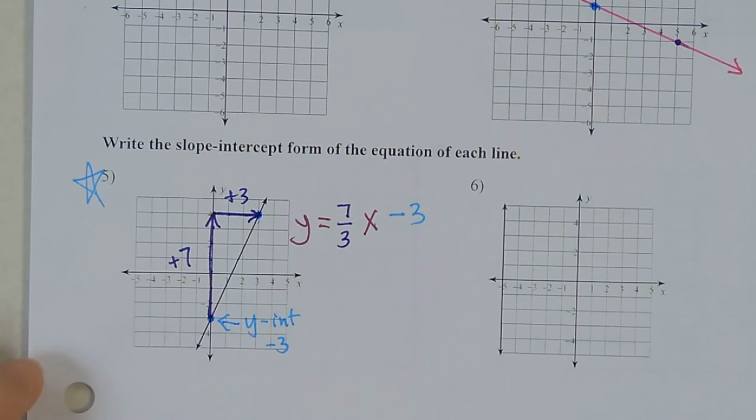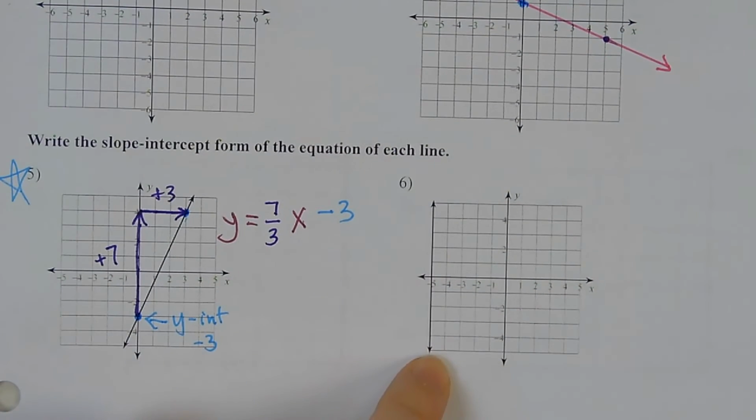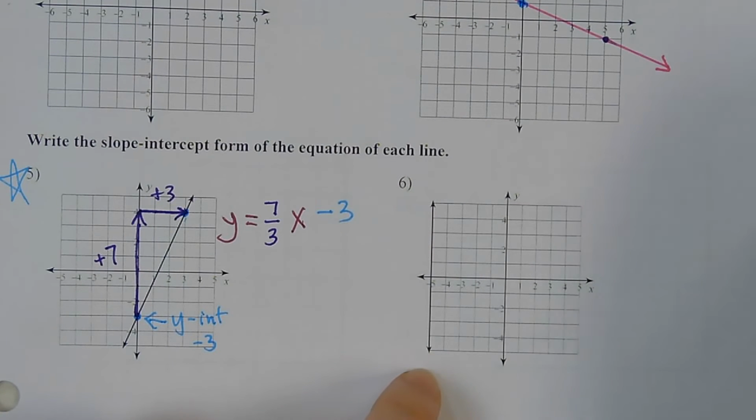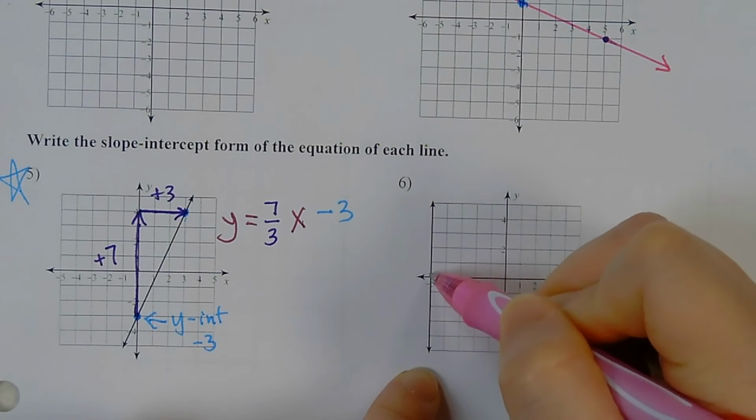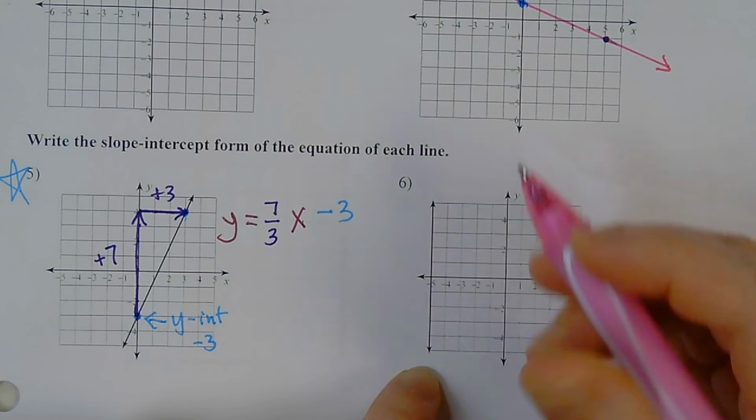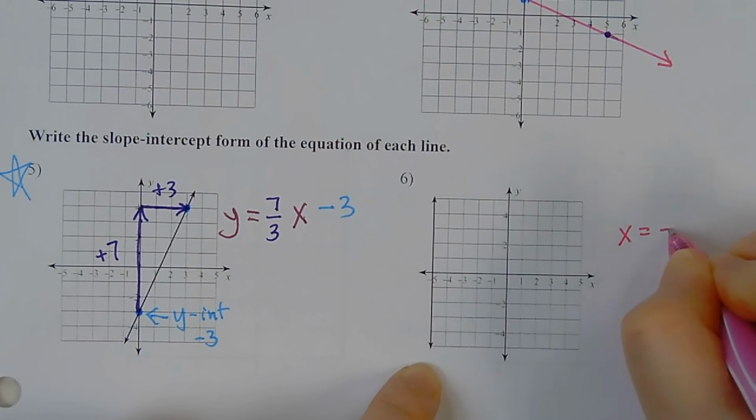Just like that. All right, and if you look at number 6, again, I didn't check these ones. So remember, this is on the x-axis, so this is where x is always equal to -5. So in this case, this is just x equals -5.